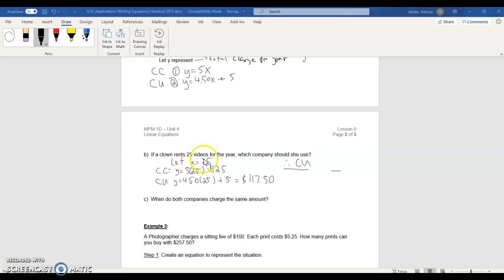This is 4.3c part 2. We're going to continue off with the clown question we were working on before. We were at part C. So we want to know when both companies charge the same amount. And so what we have to do there is we basically have to equate the equations.